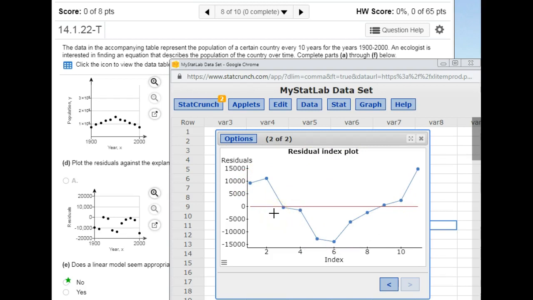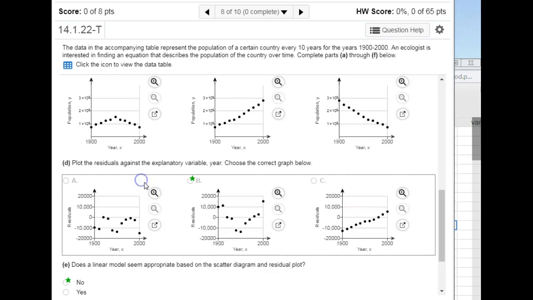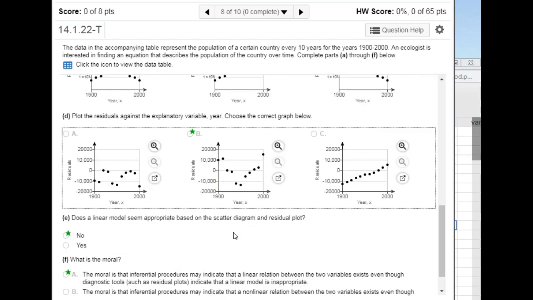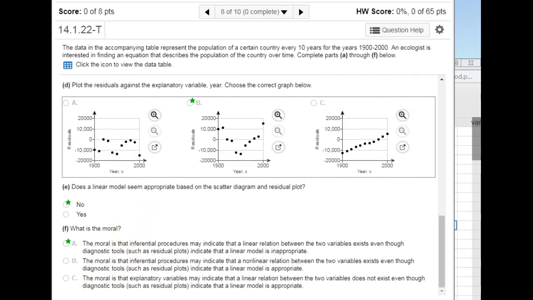And this is one of the things that we want to watch out for with the residual plot: a pattern, a shape. And we have a pretty clear U shape here, where we're above with the residual, then it dips below, and then it's coming back up. And so match that to the correct shape, and the conclusion from that is that a linear model is not going to be appropriate based off of this residual plot.